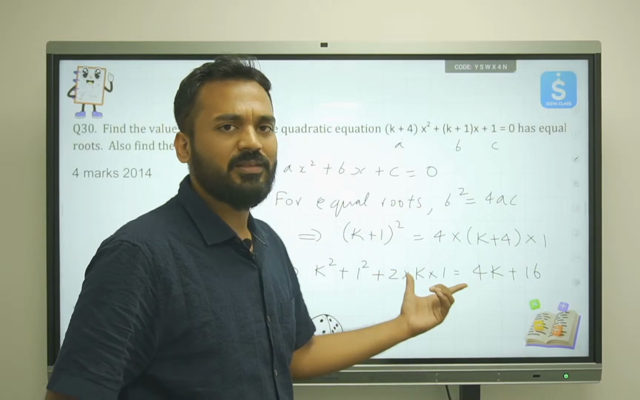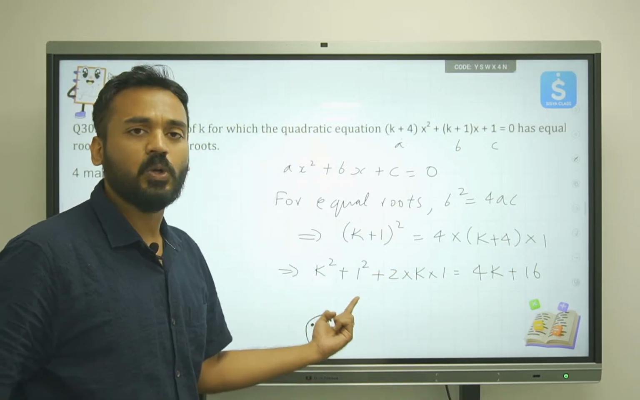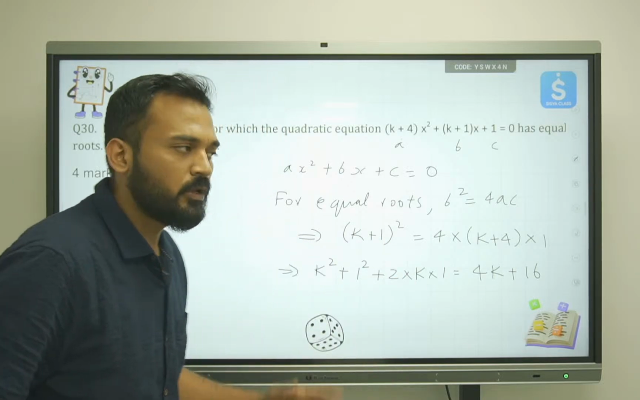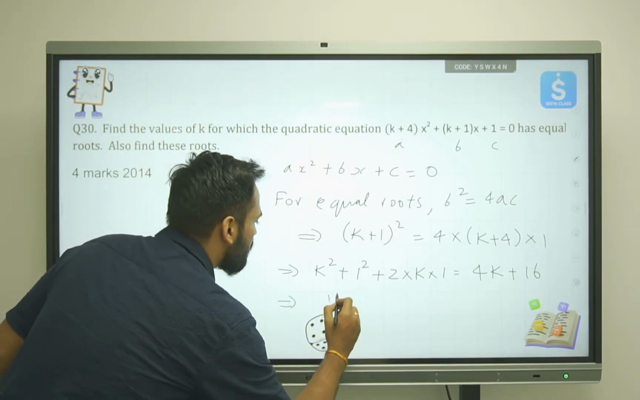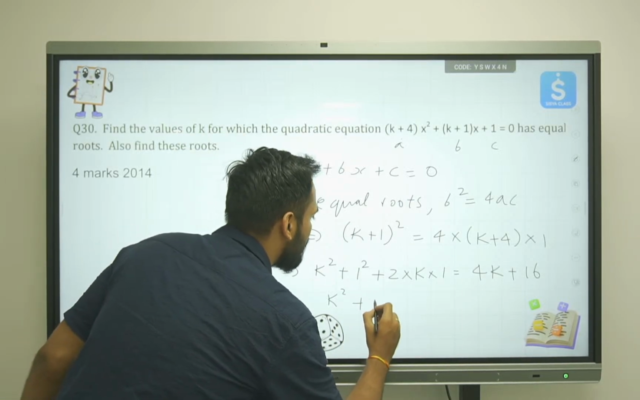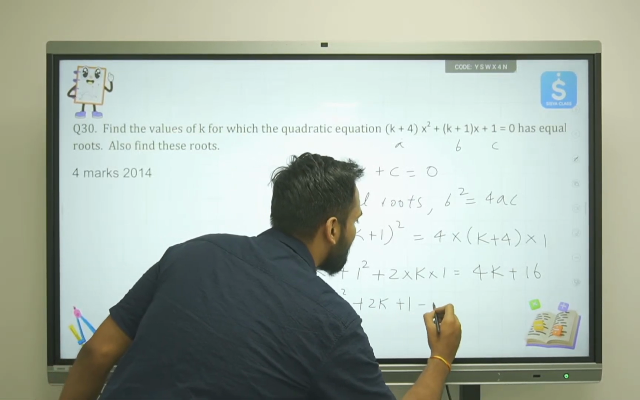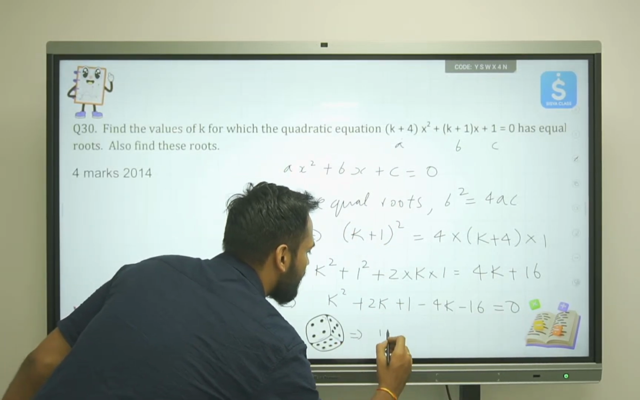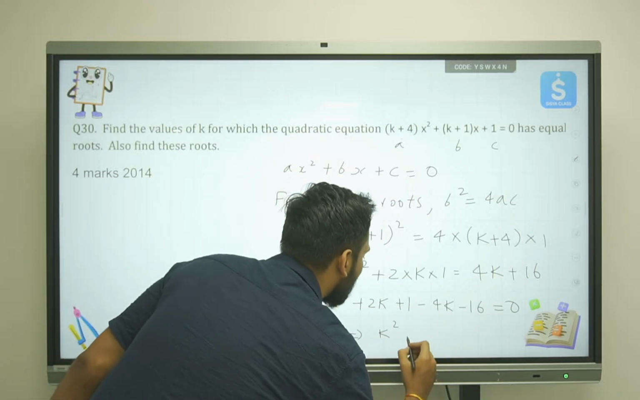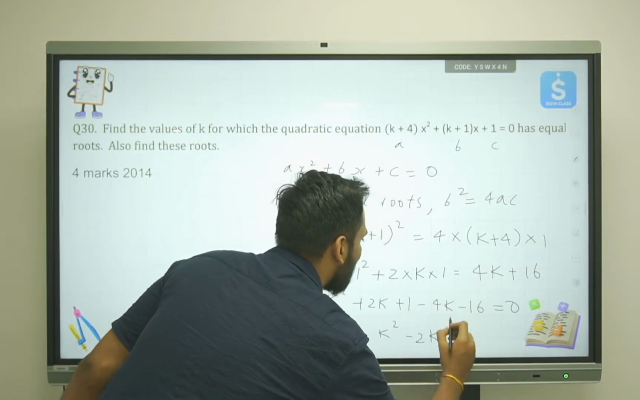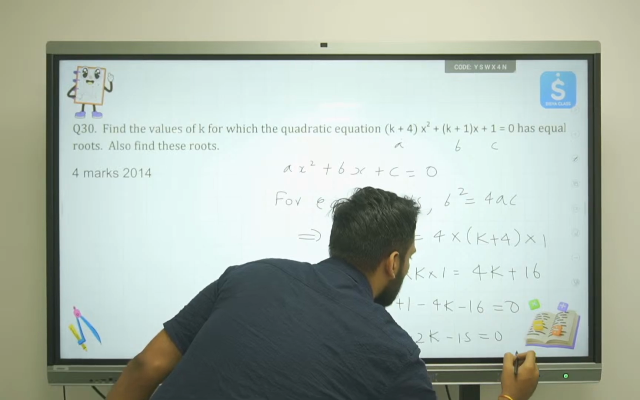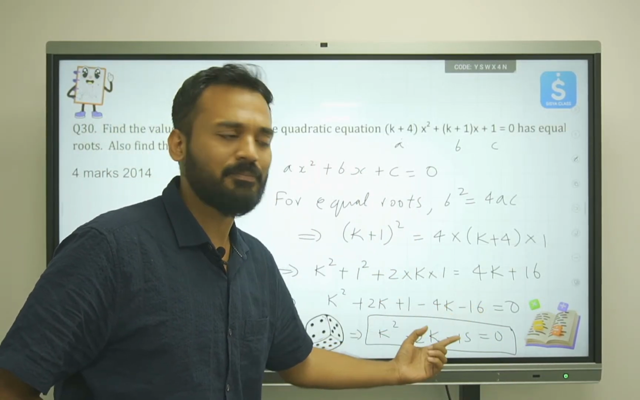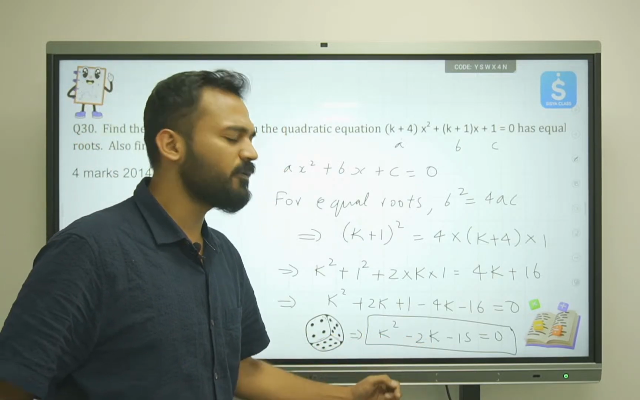Till here I hope everyone is with me, and this is a quadratic equation which we are developing over here, which we will be solving to get two values of k. So let's try to get this quadratic equation first. k square plus 2k plus 1 minus 4k minus 16 is equal to 0. When we simplify this, we will get the quadratic equation k square minus 2k minus 15 is equal to 0.